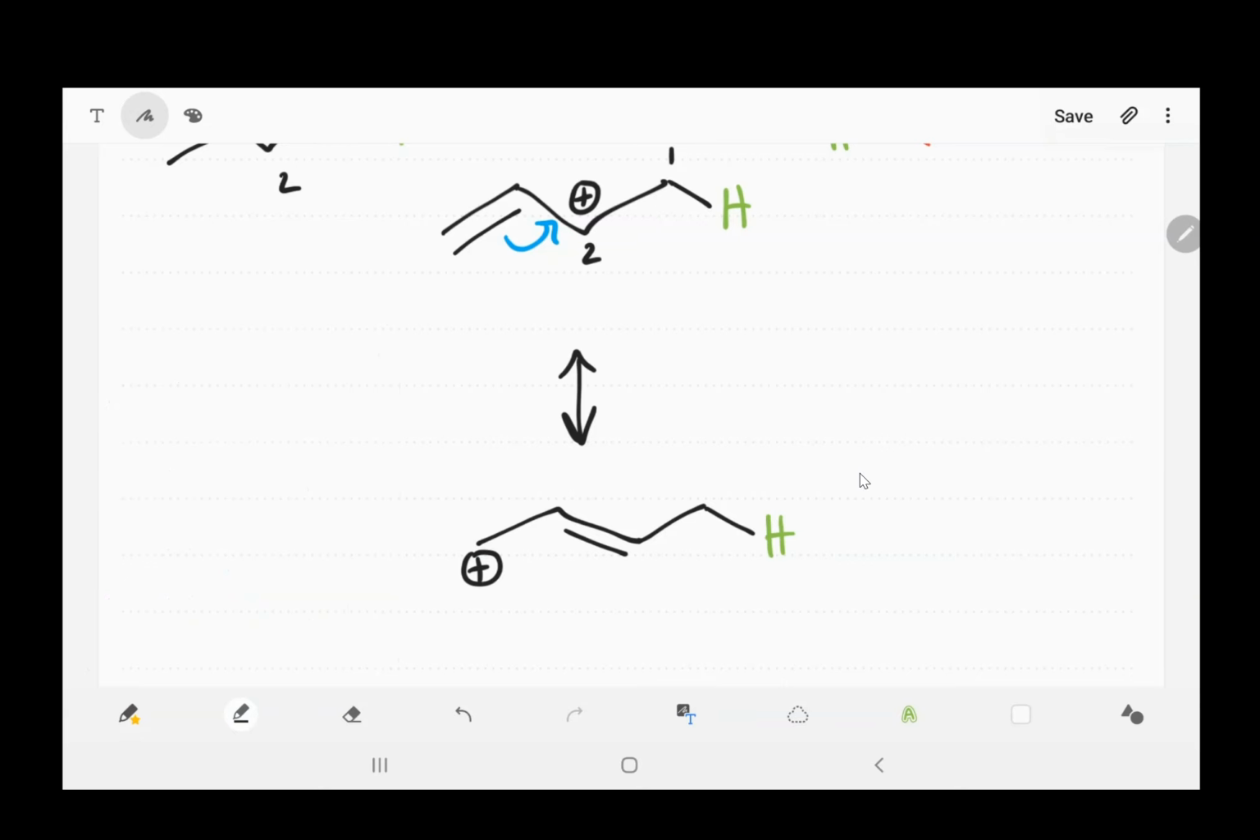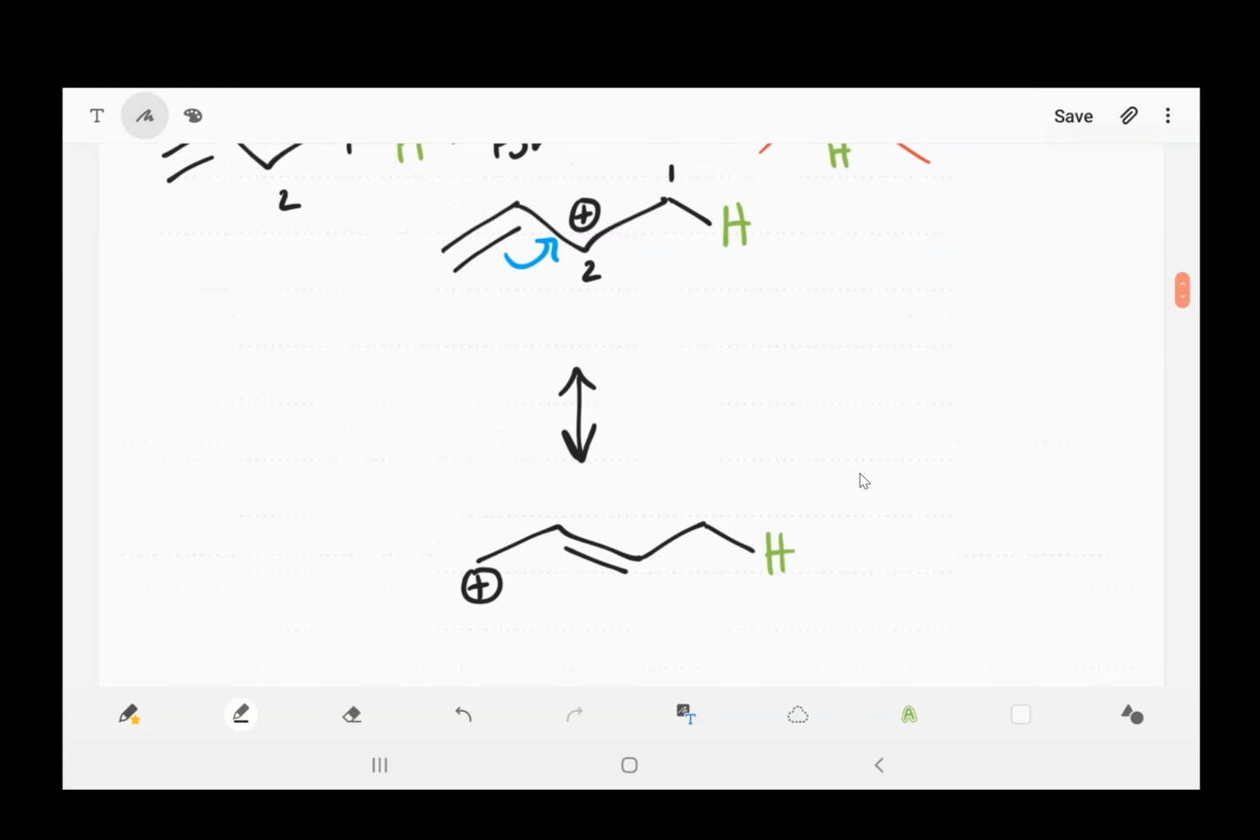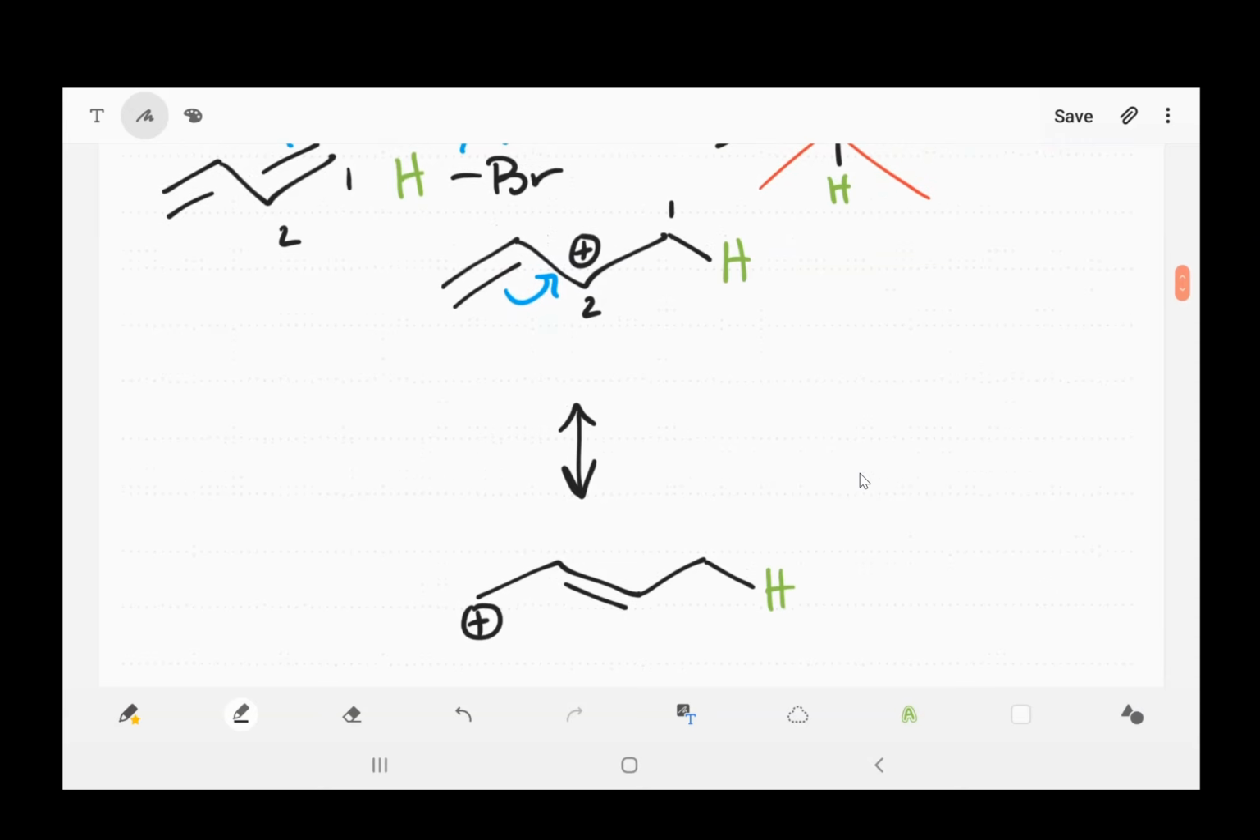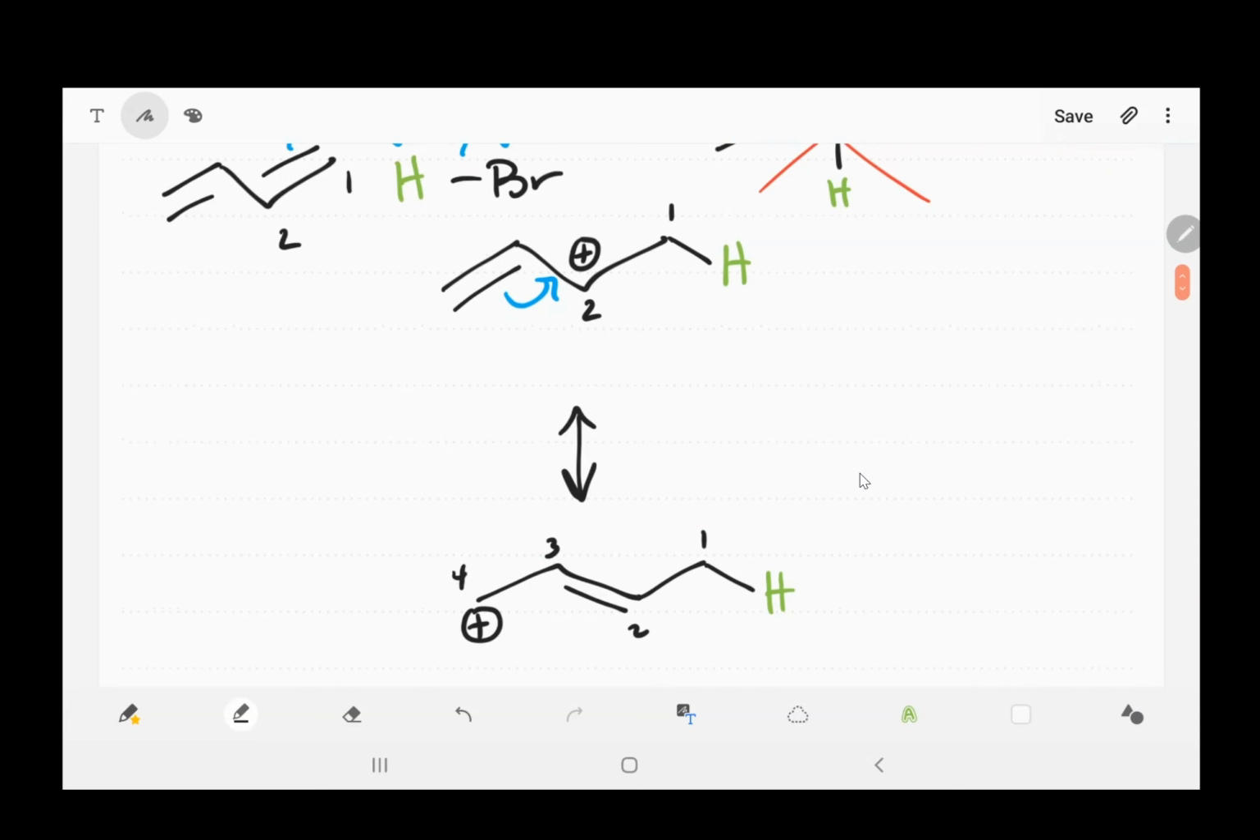And, again, we see a primary carbocation, but this is primary allylic, so it's not as bad as a plain old primary carbon. That being said, between these two molecules, I'll go ahead and label both of them. Which one of those is going to be a more stable intermediate? The top molecule there with the carbocation on carbon 2, or the one on carbon 4? Which one's more stable as an intermediate?